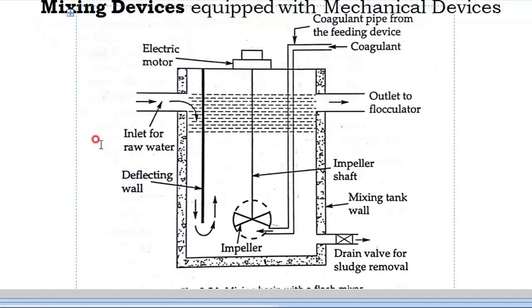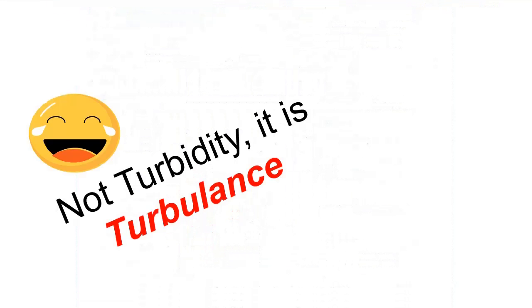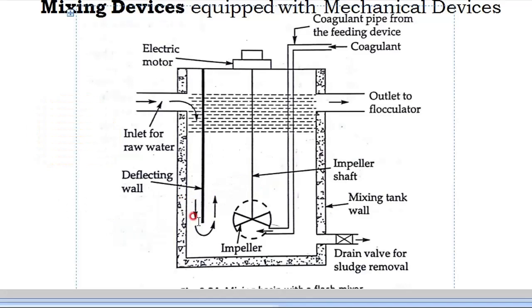The electric motor is connected here, and the raw water inlet comes here, and this comes like this. Here a small valve is made. That is a deflecting valve. Water is deflected from here and comes from here, so that some more turbulence is created, which helps in mixing.